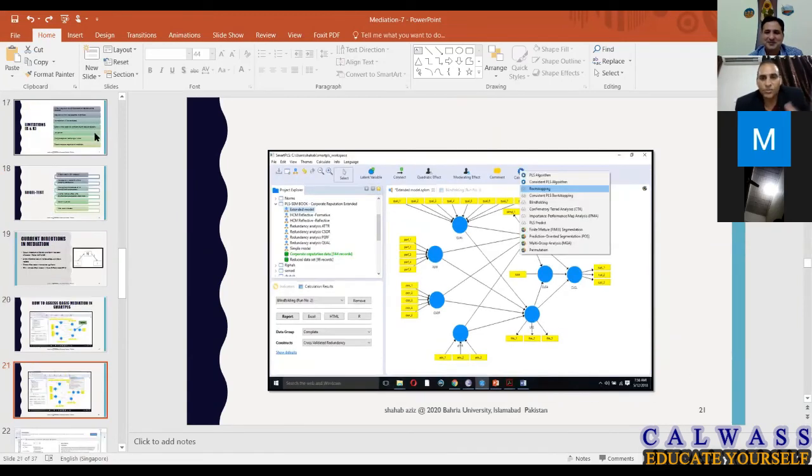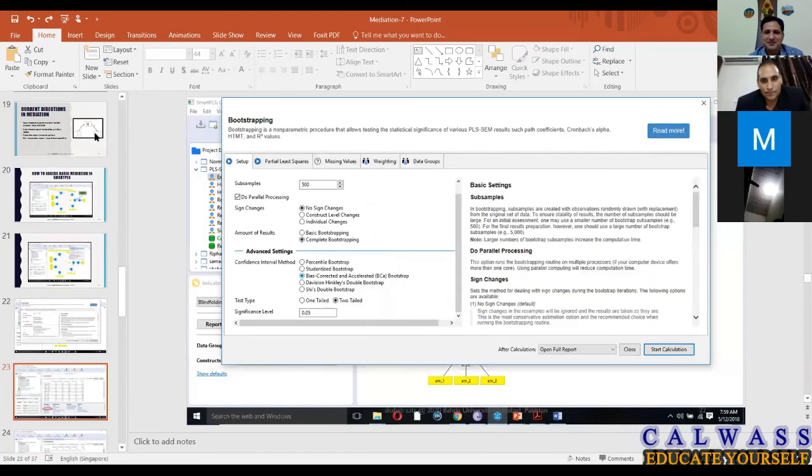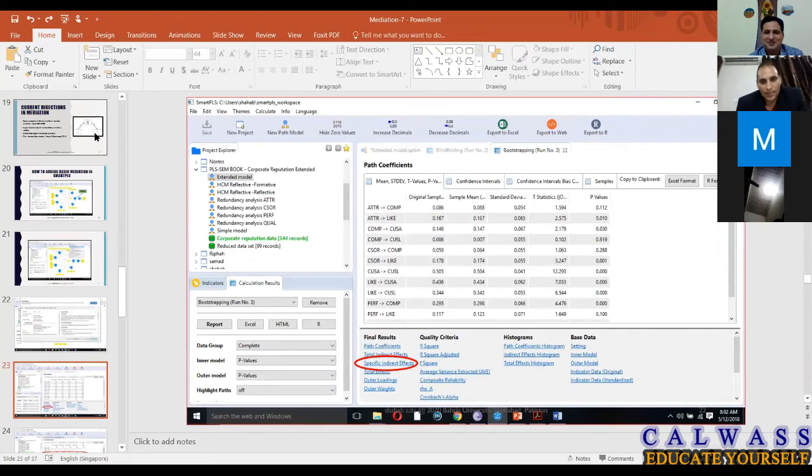We can check through bootstrapping. We'll be doing that. When we run bootstrapping, we see different results, and in the results we have a specific indirect effect option. When you click on that option, it will give you the results of mediation.